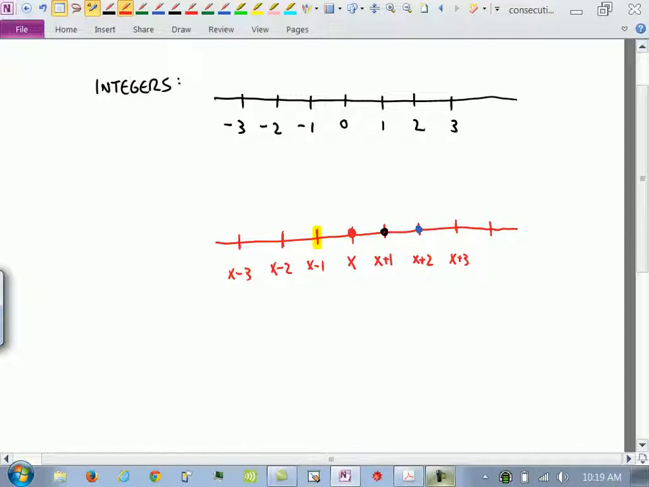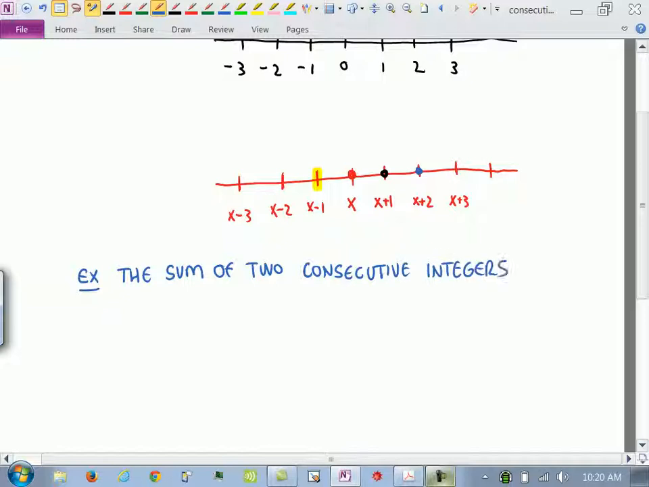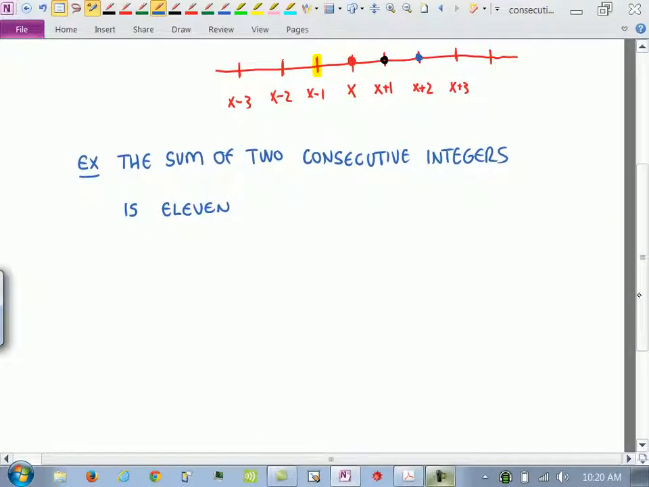So let's try a problem with this idea. I'm going to do it right below this. Here's the example. The sum of two consecutive integers is, we'll just start out with something we might even be able to get mentally if we just thought about it, 11. Find them.